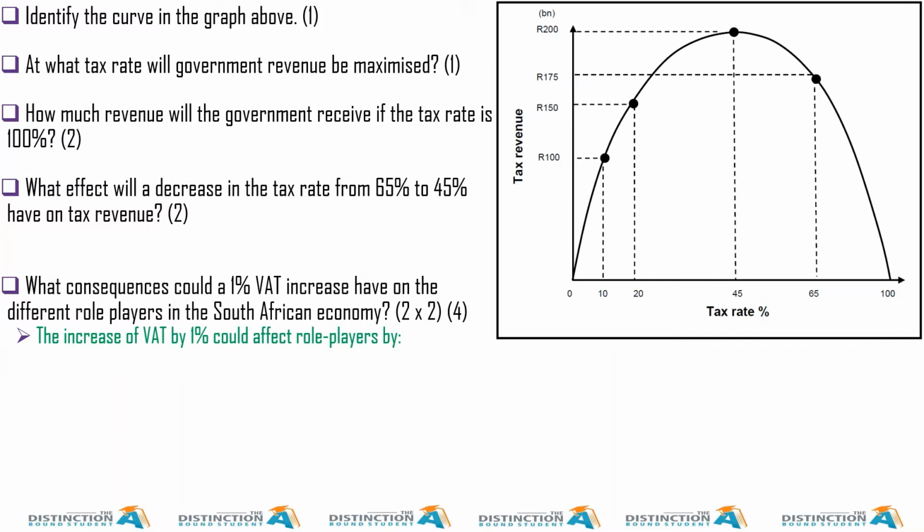Right, the next one will be study the graph below and answer the questions that follow. And whenever you see something like this, and in our topic anyway, public sector, this is most probably the only graph we have, and it's the Laffer curve. And this one here is showing the relationship between tax revenue and the tax rate. Look, if government doesn't charge any tax, they get nothing, no revenue at all. And if government charges 100%, they still get nothing.